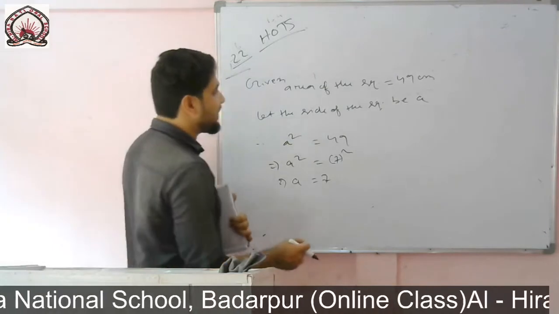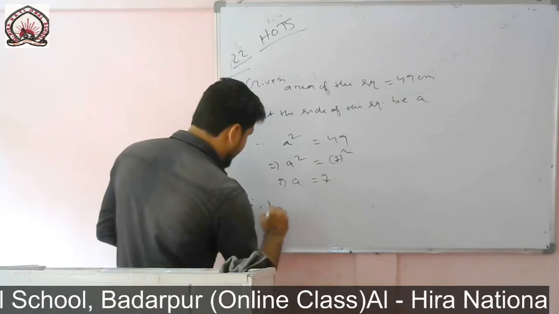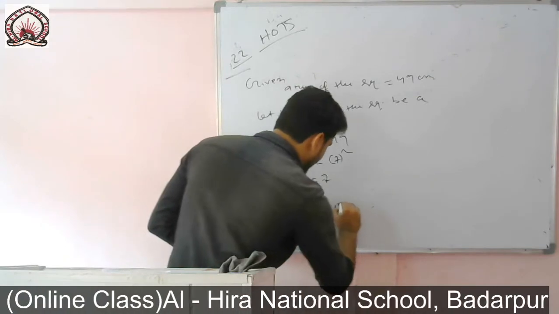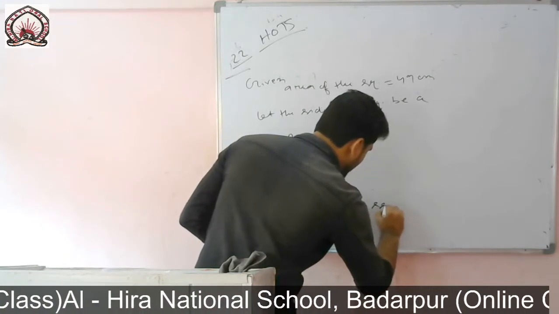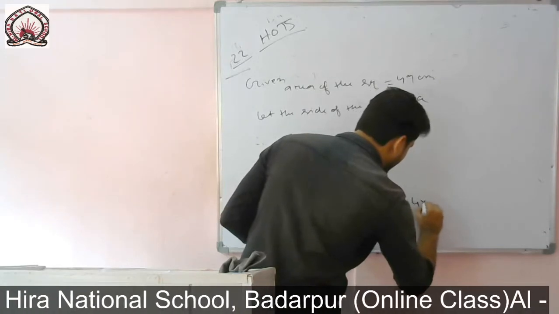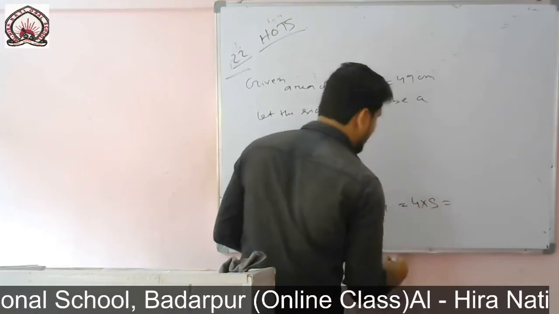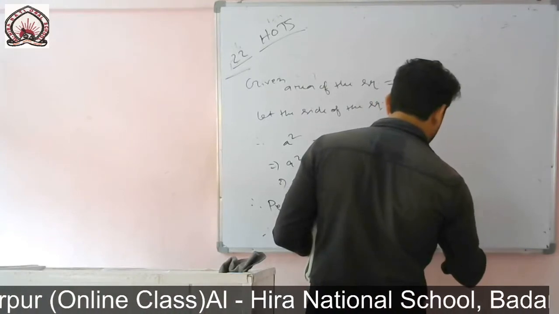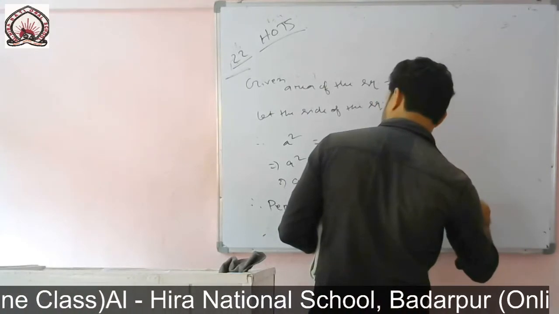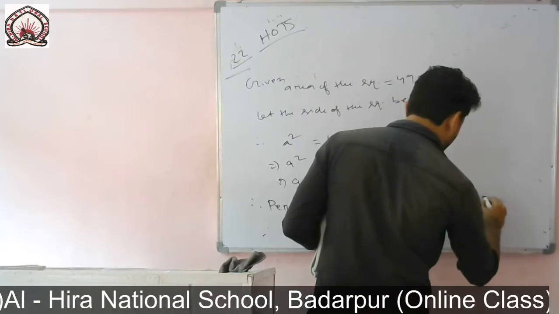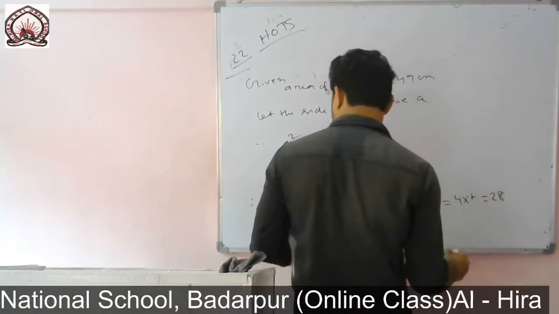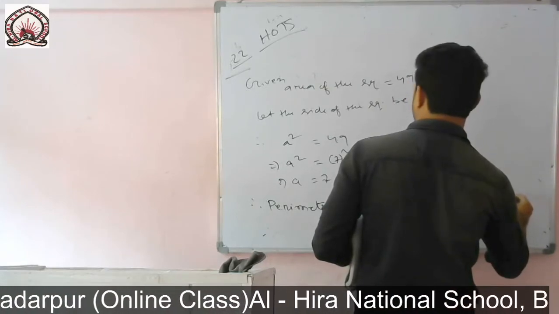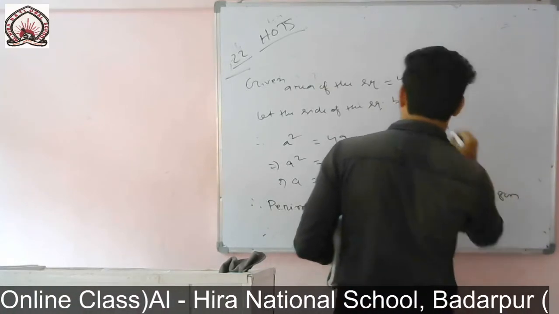Now you can find the perimeter of the square. Therefore perimeter of the square will be 4 into side, that means 4 into A. We have taken side as A. So 4 into side means 4 into 7. So you can write 28 centimeter.